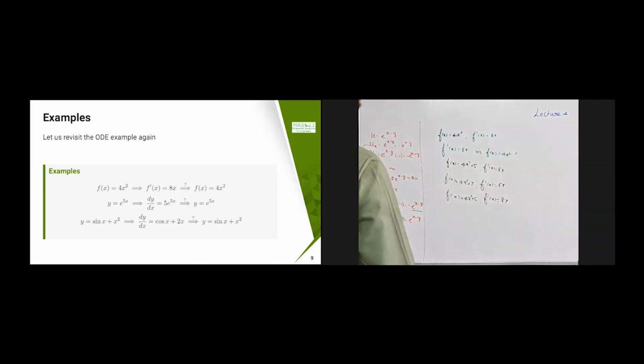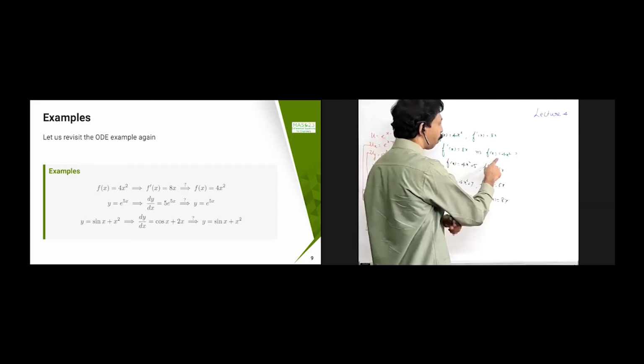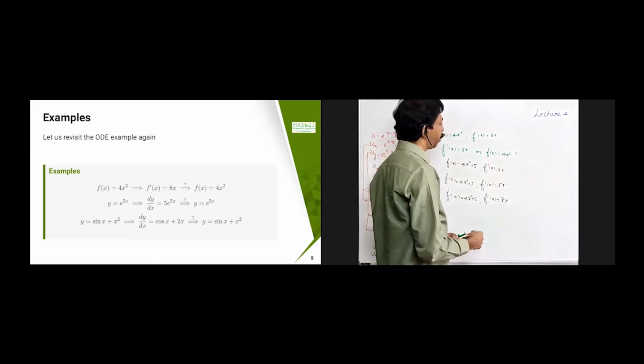So that means if I give f of x, the f dash of x that you find is going to be unique. But if I give f dash of x equal to 8x, then it is not necessary that f of x is going to be 4x square.